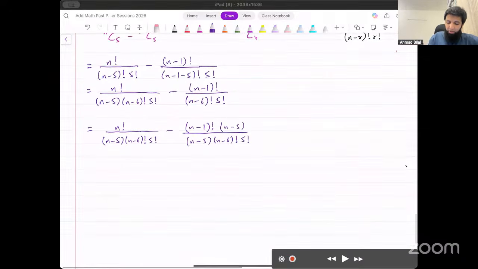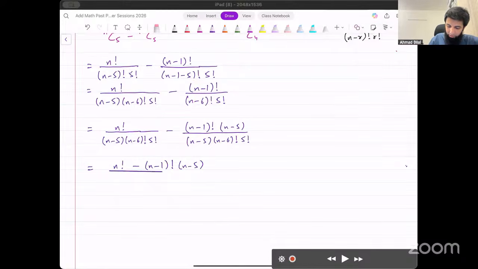Now the denominators are both the same, right? So we could simplify the numerators. It becomes n factorial minus n minus 1 whole factorial. Let's just write it like this first: n factorial minus n minus 1 whole factorial into n minus 5. In the denominator, we have n minus 5 whole factorial into 5 factorial. This is what we've gotten until this point.